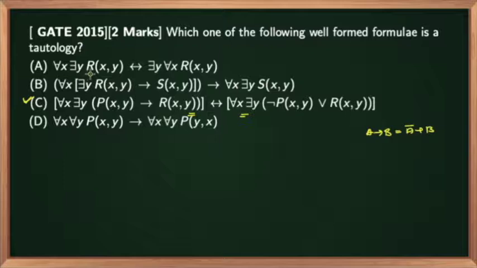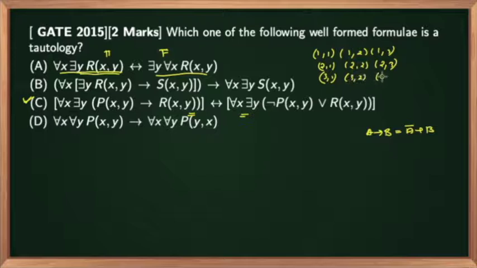So if you see the choice A, I think we all know that these two expressions are not equal, right? We have a bi-implication. That means if the left hand side is true, the right hand side also should be true. If the left hand side is false, the right hand side also should be false, right? So for all x there exists a y, R of xy. If you assume we have a domain of 1, 2, 3, and you take the pairs like this: 2,1; 2,2; 2,3; 3,1; 3,2; 3,3.